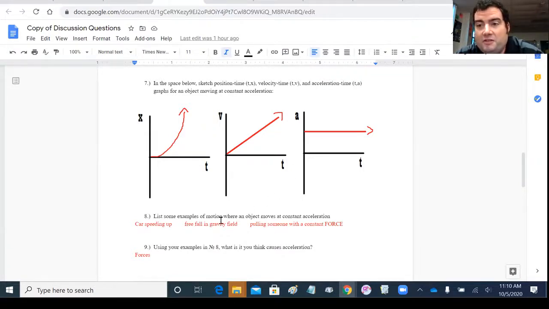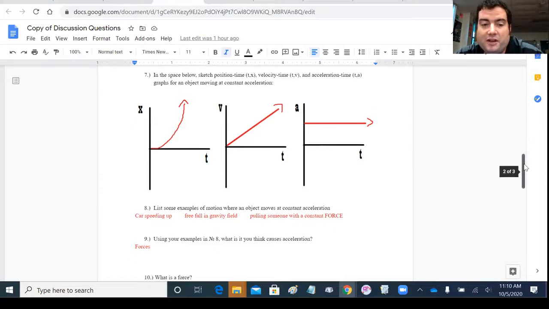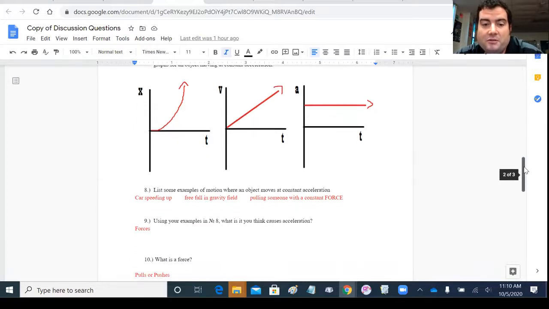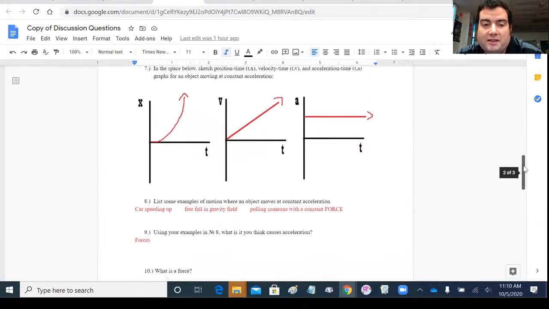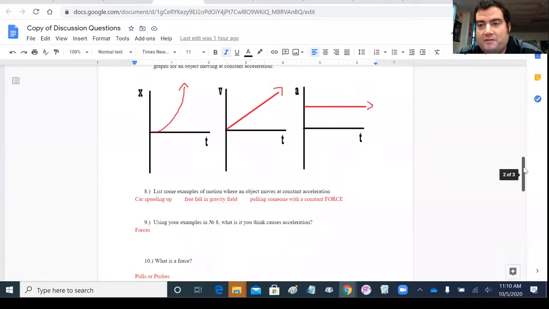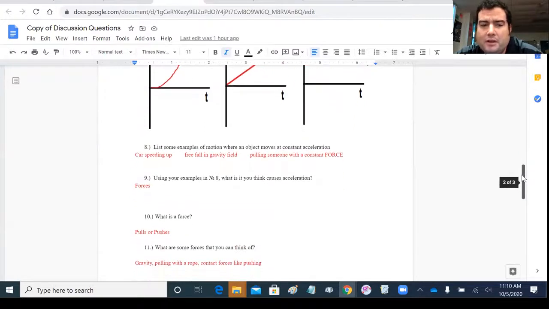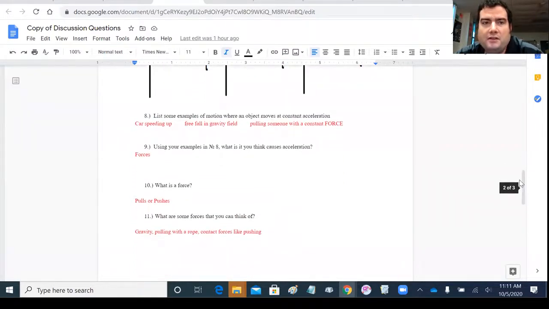And the examples we've seen so far in class of this are a car speeding up, something falling in a gravity field, pulling someone with a constant force, and the common factor here is forces. To cause acceleration, you need forces, and that's kind of where we're going in this unit. We have to learn about forces. So a force is a push or a pull, and there's a lot of forces.